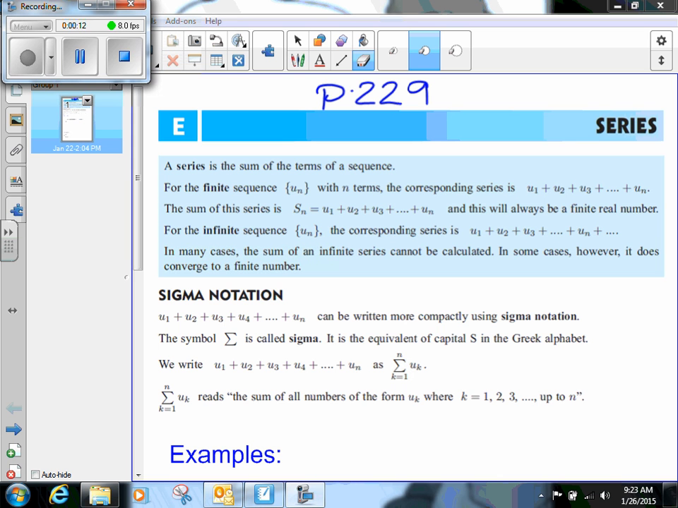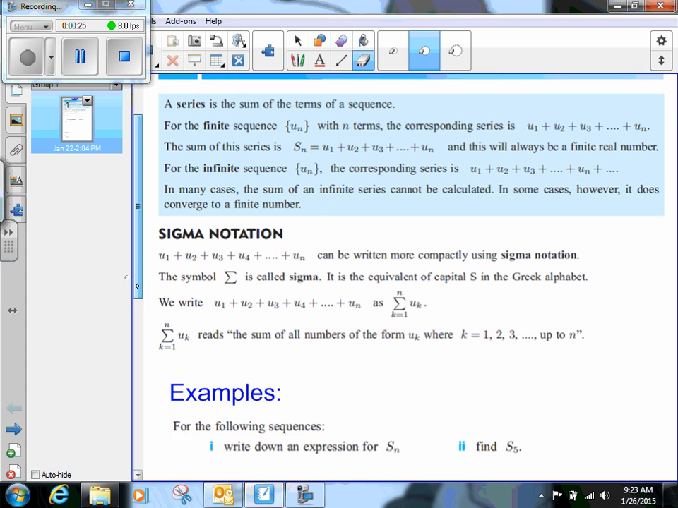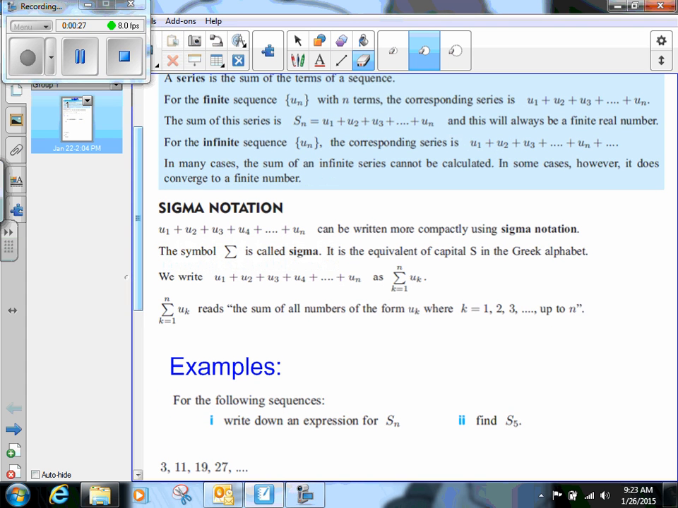You can pause this at any time, and you can also play it back. I will post it on our classroom page so you can have access to this recording. I'm not going to summarize too much about what's already in the book starting on page 229 because I would like to apply the examples right away.